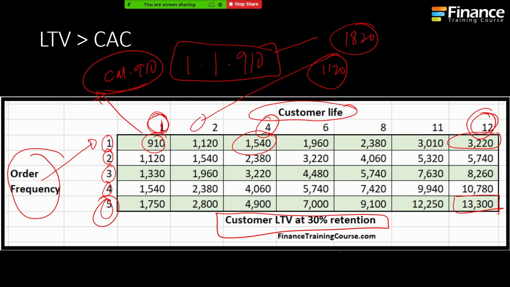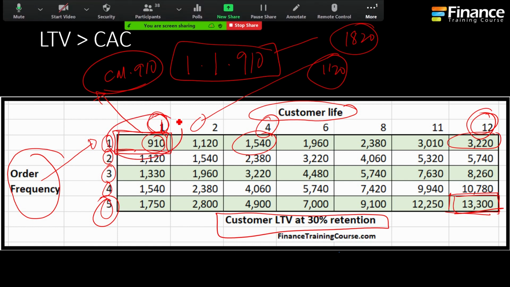So should you focus on customers that have a lifetime value of 910 rupees? Or should you focus on customers that have a lifetime value of 13,300 rupees? What do you think? Is this better or is this better?